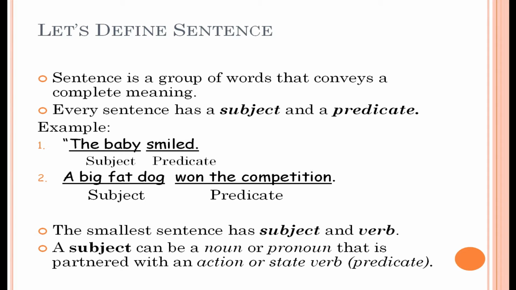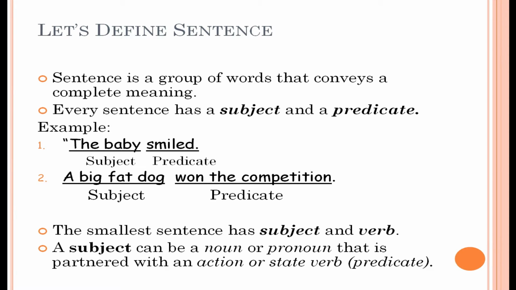Now let's look at the second example. In this sentence, a big fat dog won the competition. Now what's the subject? It's not a one word subject in this sentence. A big fat dog. This complete chunk of words is the subject. And the rest of this sentence, won the competition, is the predicate. So the simple way to identify the predicate is that everything that's not the subject is the predicate in a sentence.